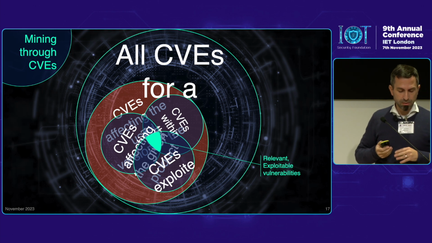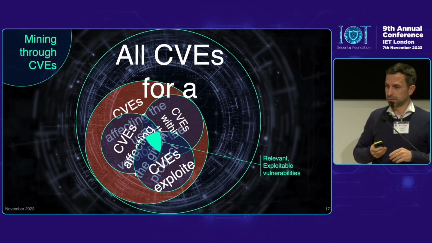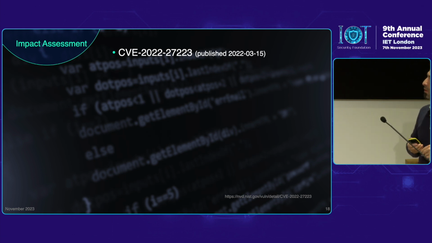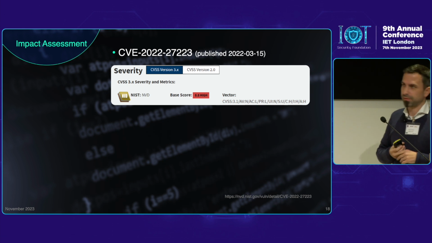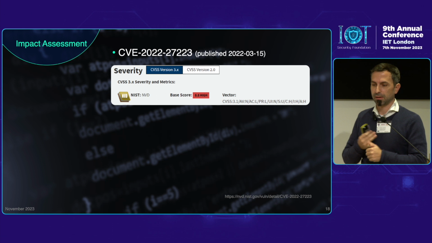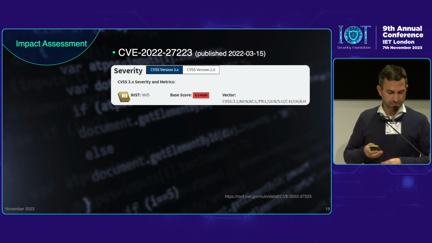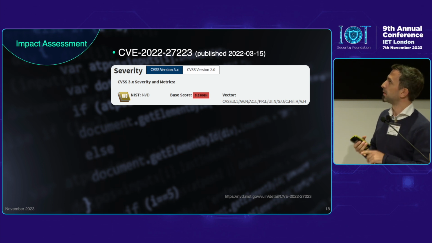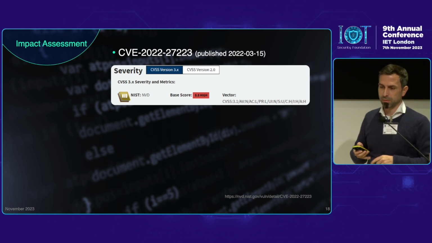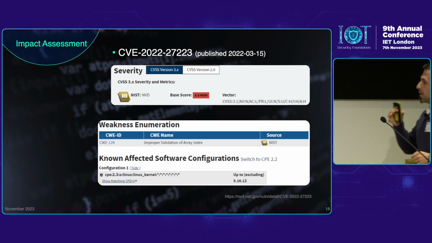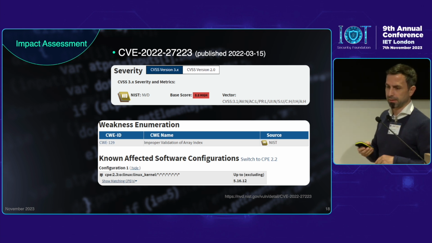So let's look at an example. A more or less random vulnerability from 2022 affecting the Linux kernel. From there we know already that the attack vector is network. From that perspective, it may be in my threat model. It has high risk. It affects the Linux kernel in a version that I deploy.